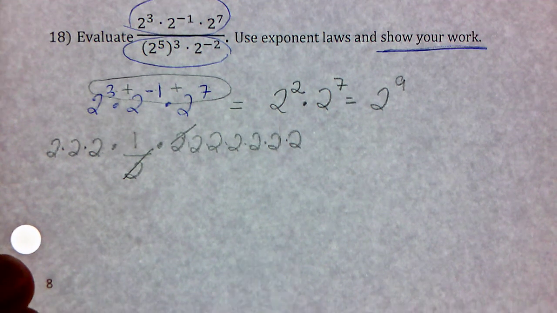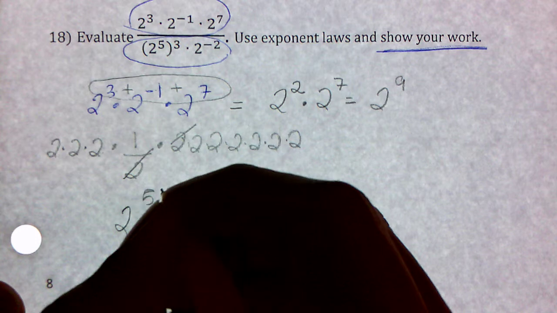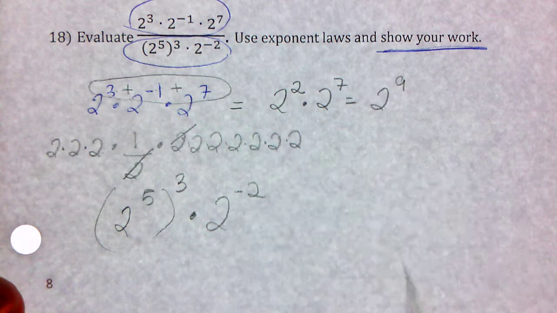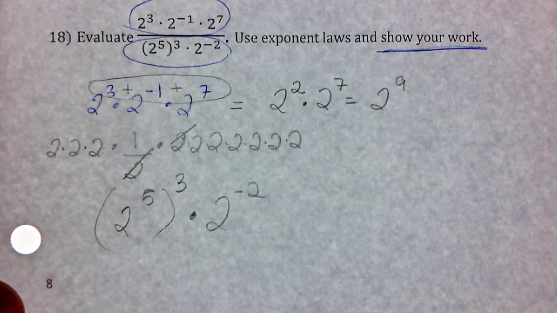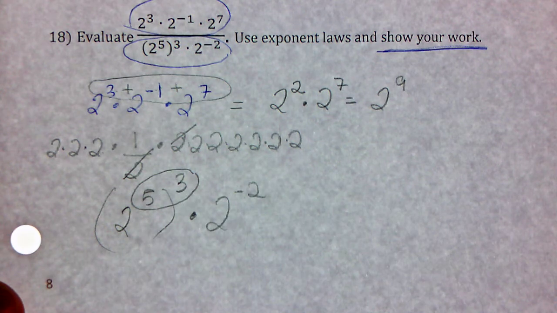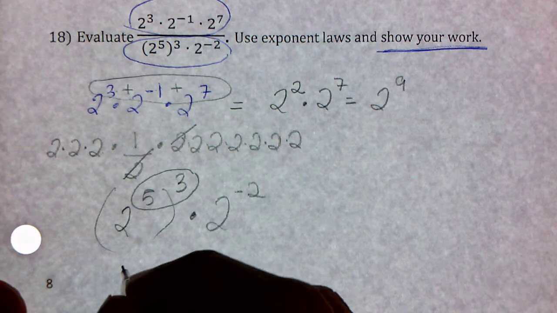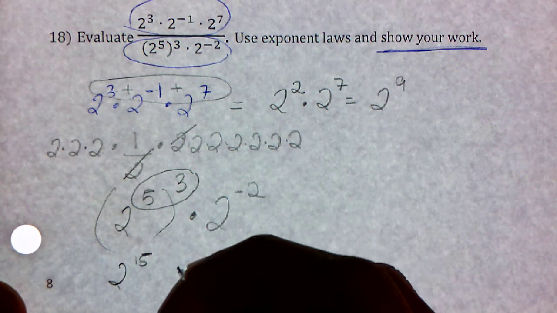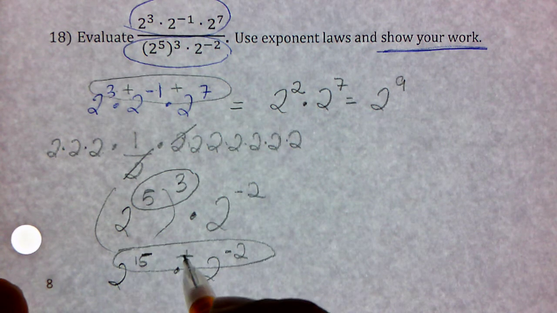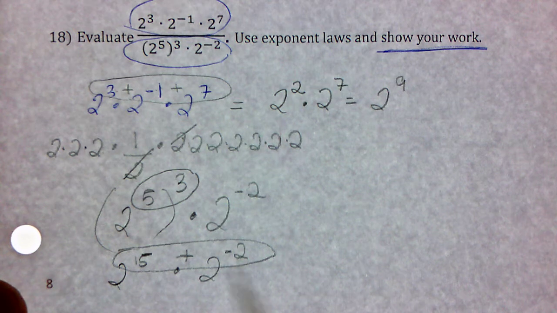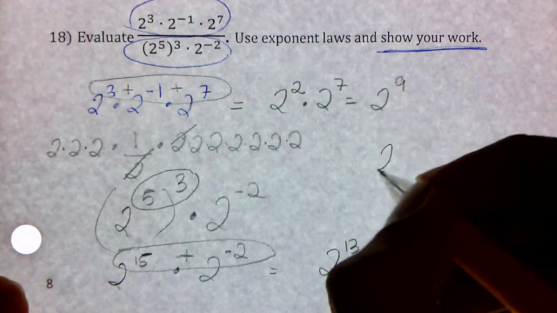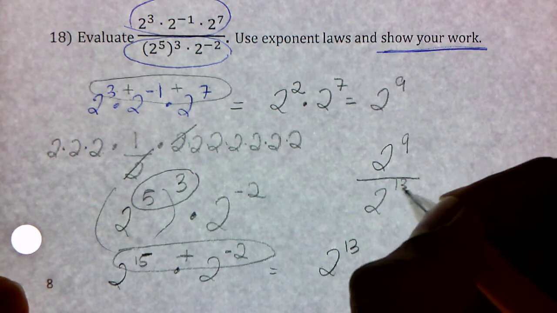Let's take care of our denominator. 2 to the 5th raised to the 3rd power times 2 to the negative 2 power. I can use the power of a power rule to multiply 2 to the 5th to the 3rd power, which will give me 2 to the 15th times 2 to the negative 2. Use the product rule to combine these exponents. 15 plus negative 2 gives me 13. Put things together. 2 to the 9th over 2 to the 13th.